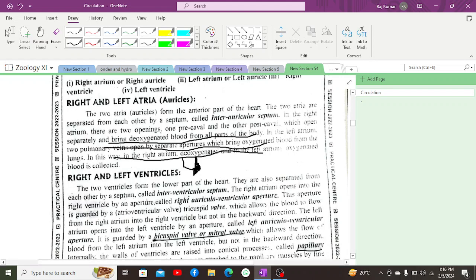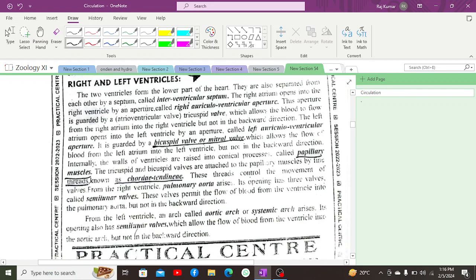And when it comes to the right and left ventricles, the two ventricles from the lower part of the heart are separated from each other by the interventricular septum. The right atrium opens into the right ventricle through the right auriculoventricular aperture. This aperture is guarded by an atrioventricular valve, known as the tricuspid valve, which has three cusps or flaps. These flaps are membranous extensions of the endocardium, which allow the blood to flow from the right atrium into the right ventricle, but not in the backward direction.